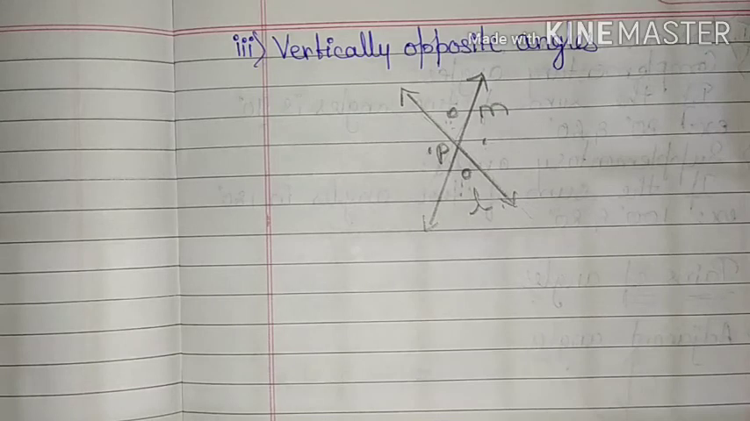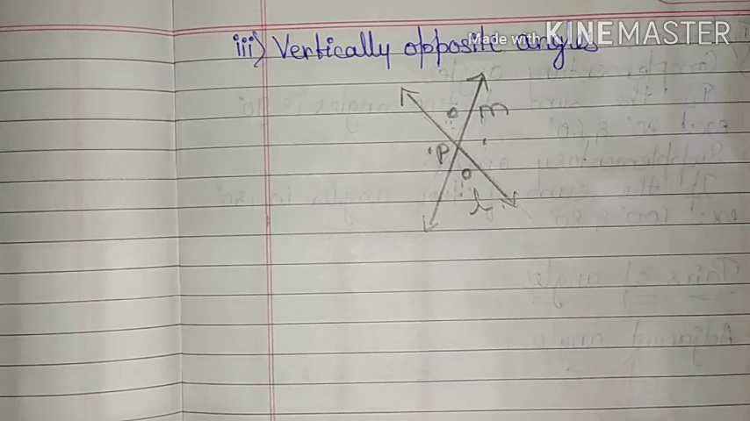Now your job is to pause the video and draw two pairs of vertically opposite angles by intersecting two lines and label them. You have not just to label them, you have to identify the pairs of vertically opposite angles which you get there.